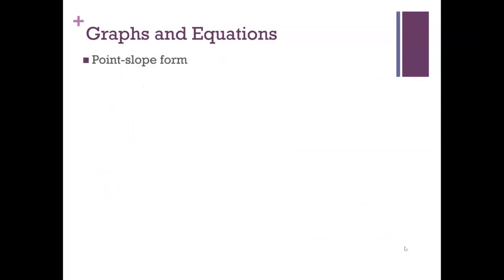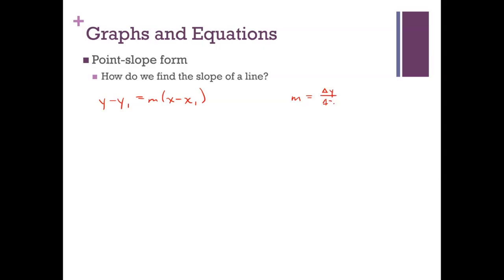Let's go again. Another form that we can work with is point-slope form. So what does this form look like? y minus y1 equals m times x minus x1. So where does this come from? Something we've brought up several times today is, what is slope? It's delta y over delta x.